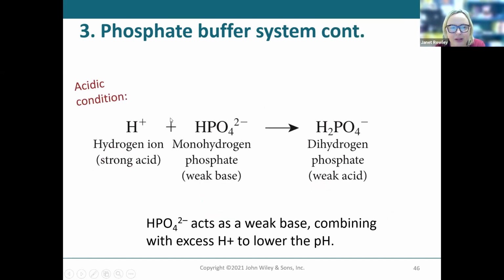Now, in acidic conditions, we have excess H+. In this case, the monohydrogen phosphate combines with the H plus to create that dihydrogen phosphate, essentially preventing that decrease in pH. So HPO4 2- acts as a weak base, combining with the excess H plus to lower the pH.